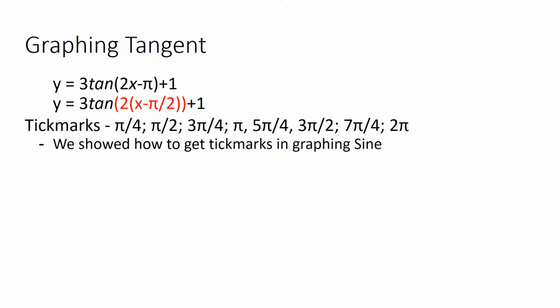You need to first find the period, which is 2 pi over the absolute value of b. And in this case, the b value is 2. So the period in this equation is going to be pi. Now we have to get the tick mark width. So we take the period and divide it by 4. Since the period is pi, we'll get pi over 4. And that will be our first tick mark. And we'll continuously add pi over 4 to get the remaining tick marks.